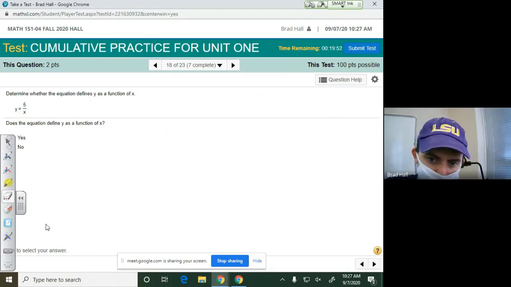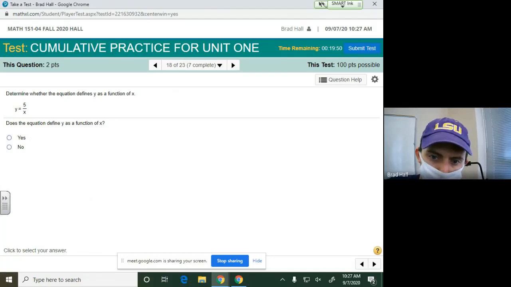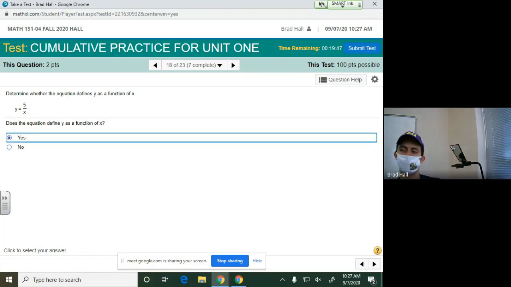This one should be a quick one. The answer is yes, simply because y does not have a square on it. That's it. So that'd be a quick one.